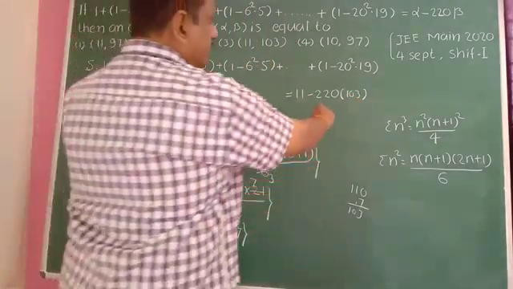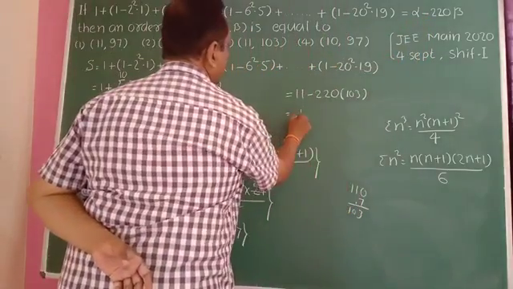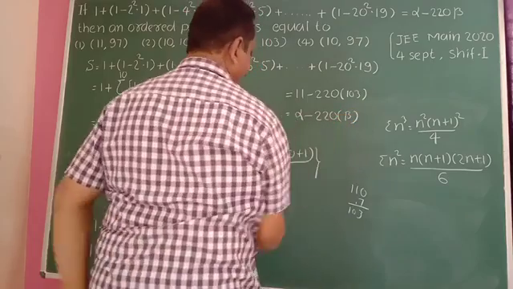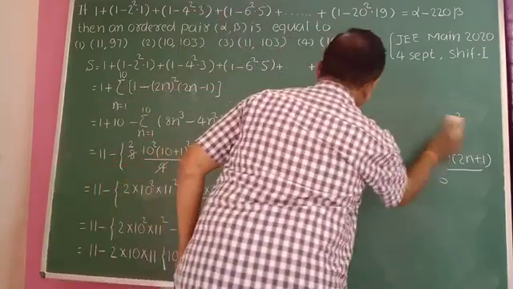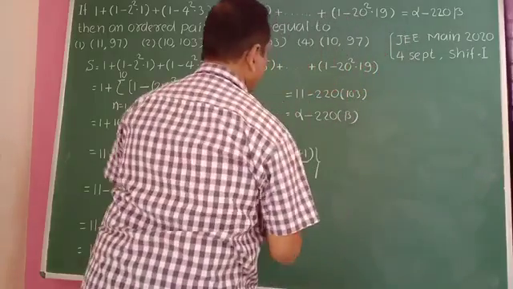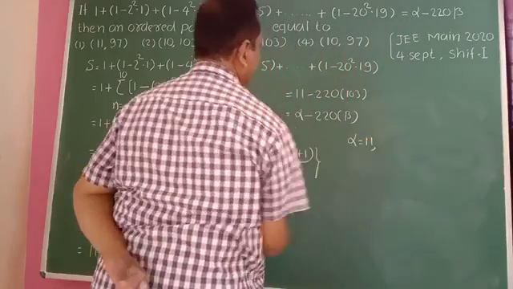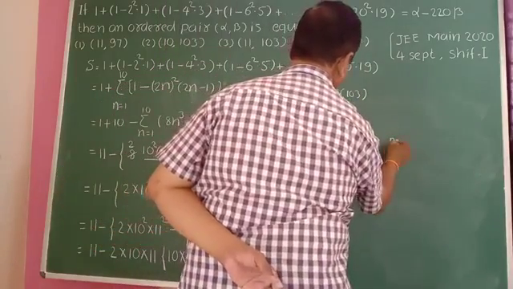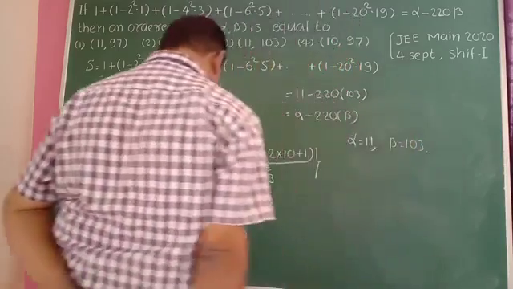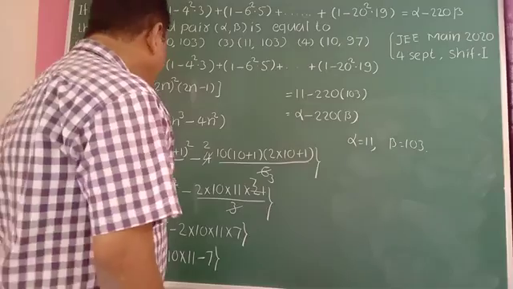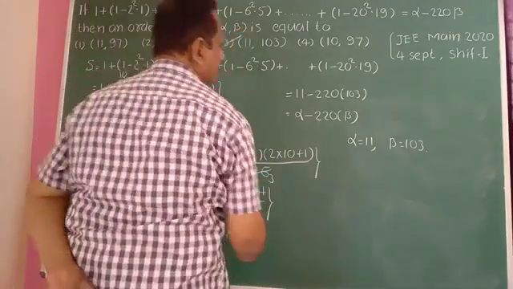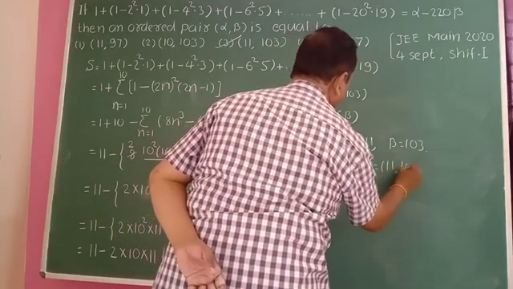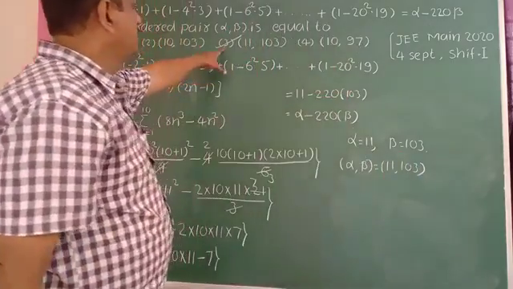Therefore, equate this with this result here. So alpha minus of 220 into beta here. Therefore, obviously, in this case, alpha is equal to what here? 11. Alpha is equal to 11, and beta is equal to 103 here. Therefore, here third option is correct. So alpha comma beta is equal to 11 comma 103. Third option is correct here.